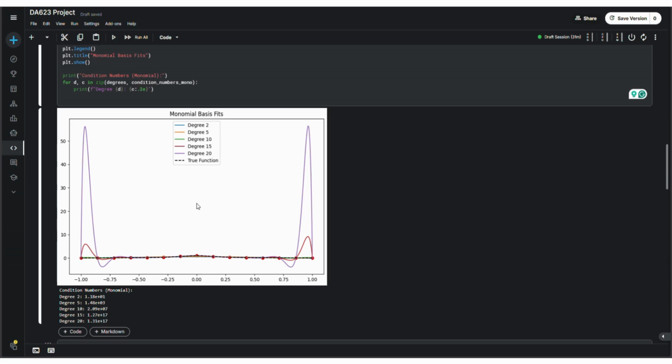In the next one, I have fitted the data in the monomial basis. As you can see, for degree equal to 2, the blue curve, we cannot even see it. What that means is we observe some kind of underfitting here. And in degree 5, the approximation improves a little bit.